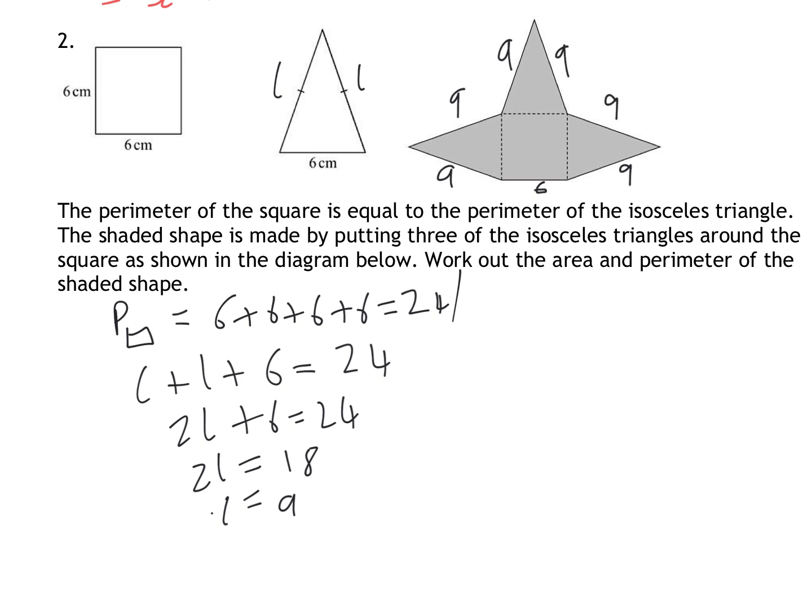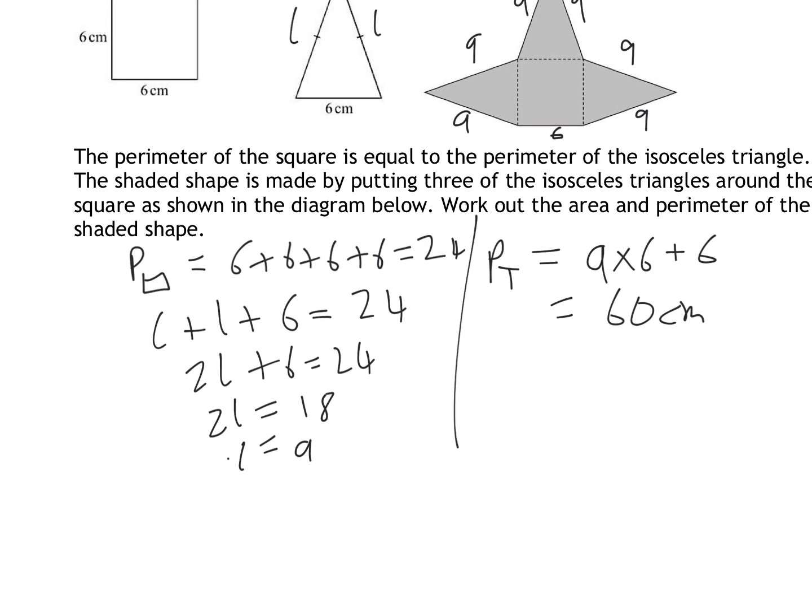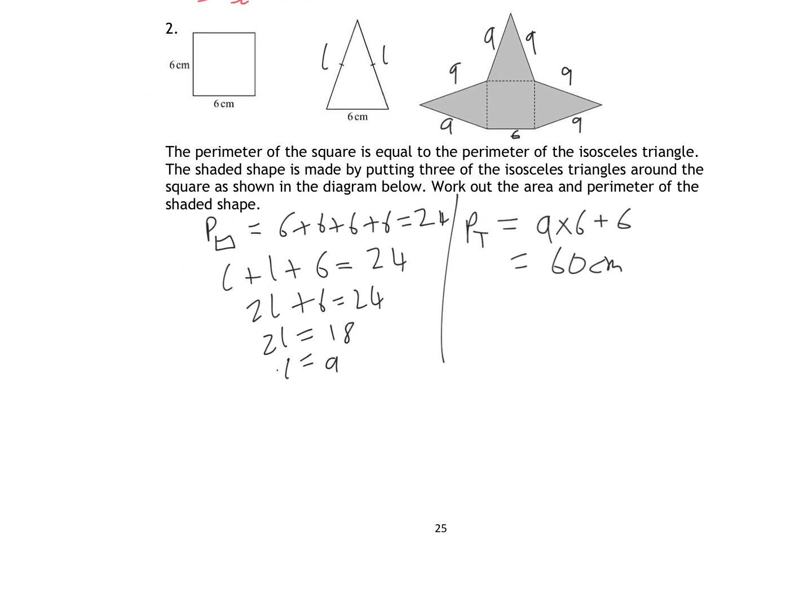And then I can work out the perimeter of that total shape. That would be adding all the 9s, there's 6 of those, so 9 6s are 54, plus the other 6, which is 60. And that works out in centimetres. The area is a bit more complicated. For the area, we split it up into smaller shapes, and I can work out the area of the square in the middle. It's just 6 by 6, which is 36.